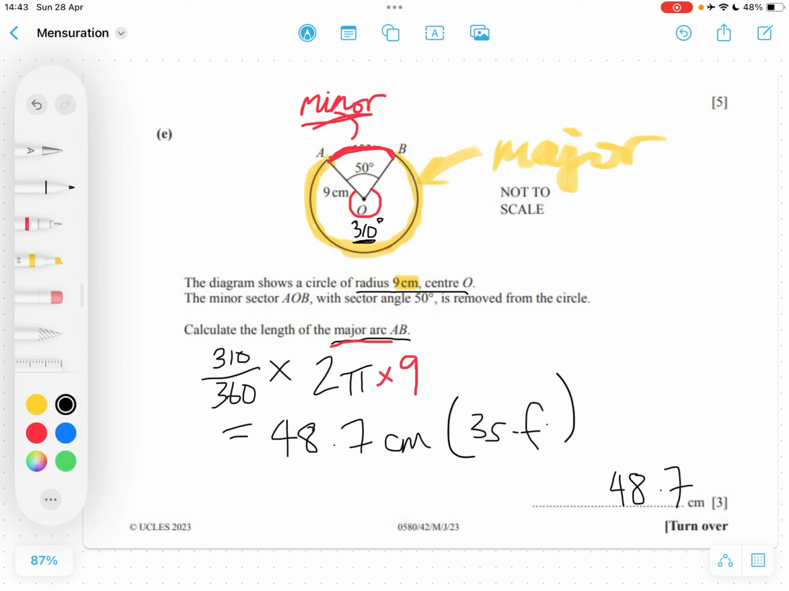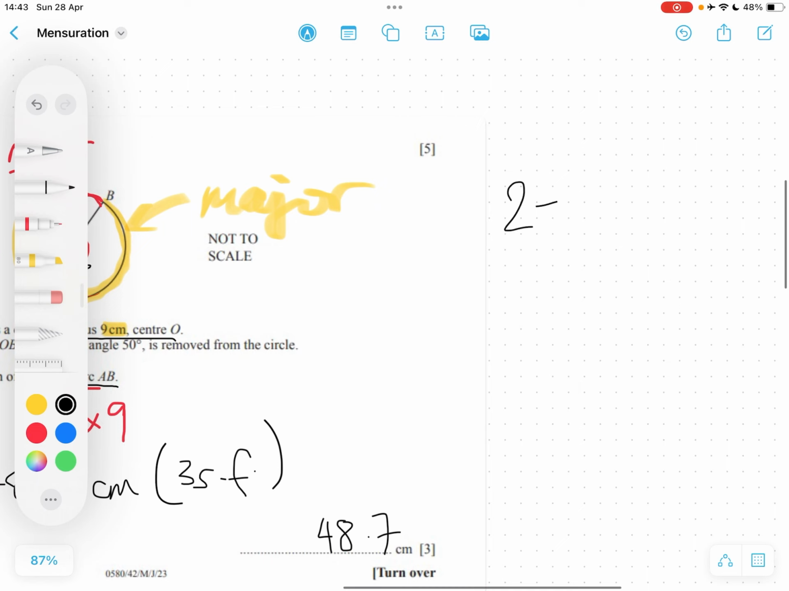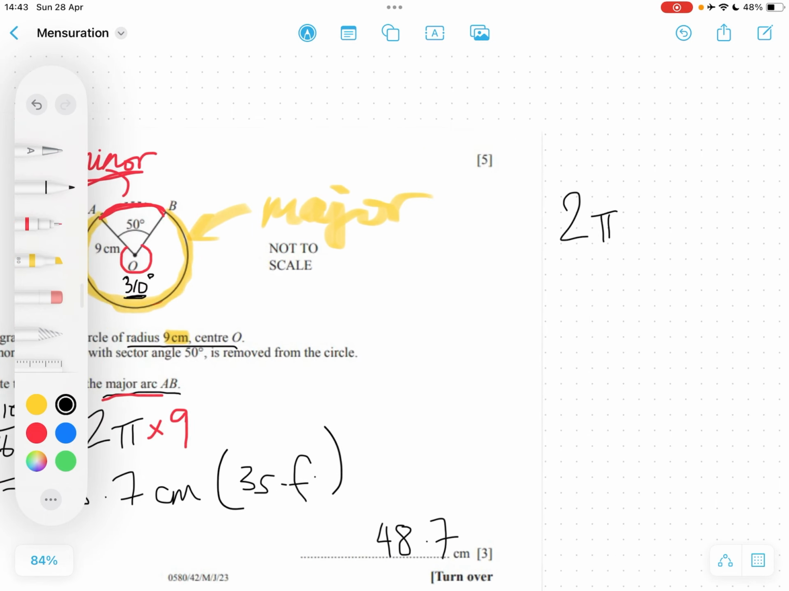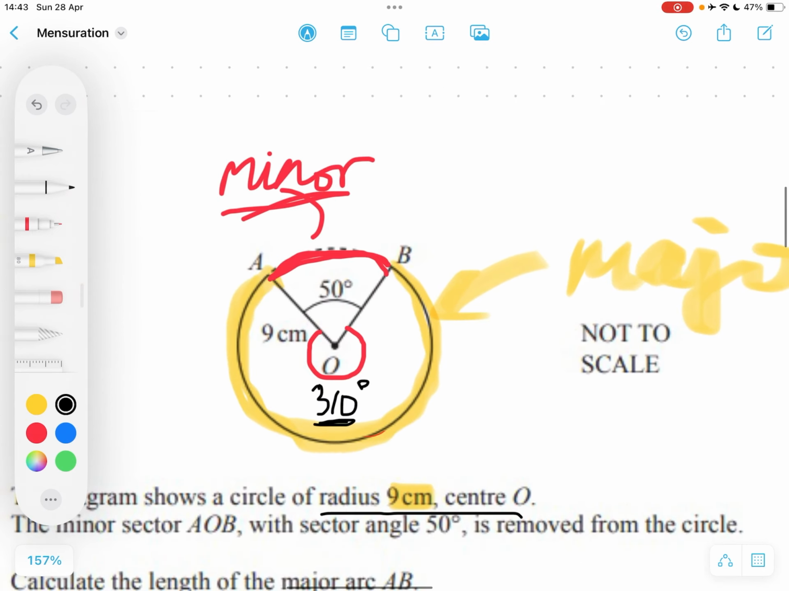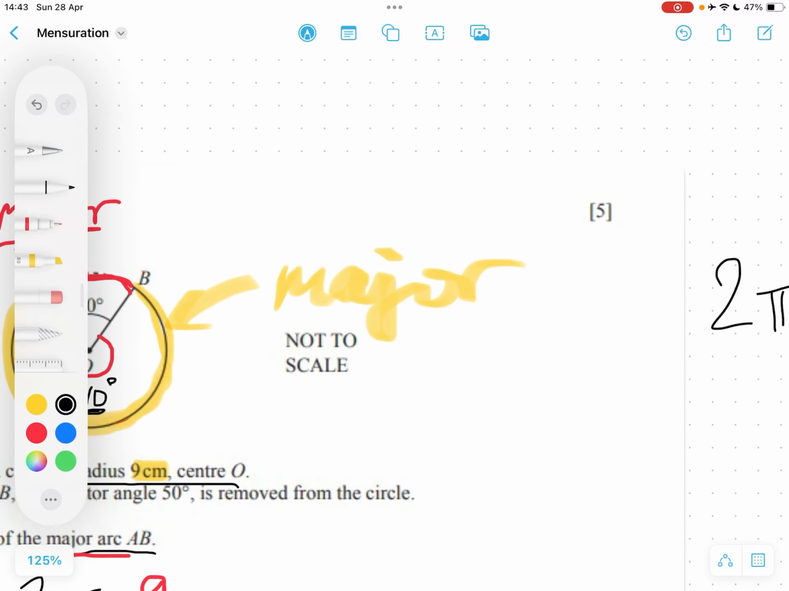That's the answer. There's actually another way to do this, which is more complicated. It's to calculate the length of the entire circle, which is 2 pi r, and r is 9 in this case. So 2 pi times 9. That's the circumference of the whole circle. And then subtract the length of the minor arc. So if you take the whole circle and subtract the length of the minor arc, you'll be left with the major arc. So that's another way to do this.